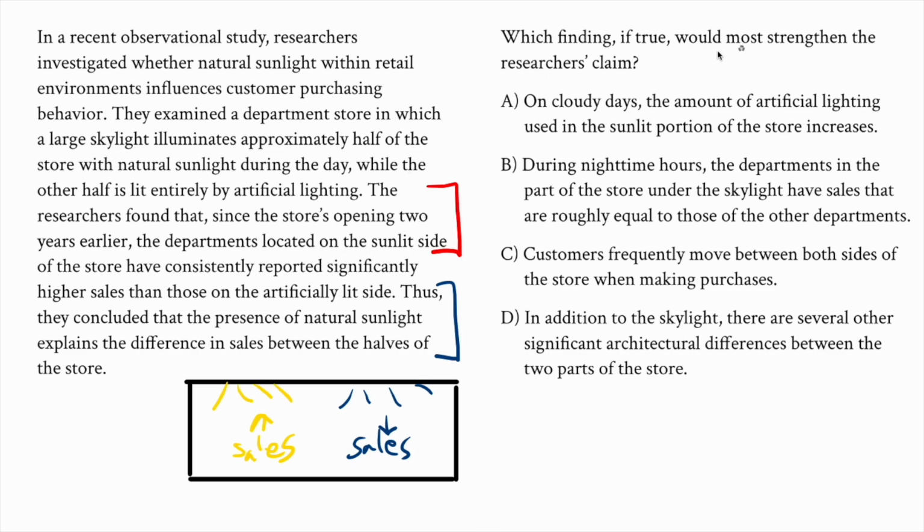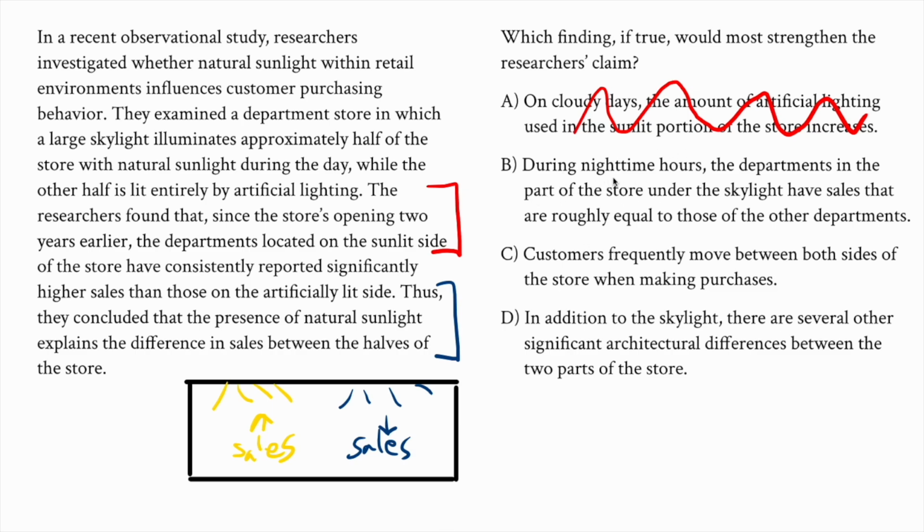Okay, so we go to the answer choices. A says that on cloudy days, the amount of artificial lighting used in the sunlit portion of the store increases. Okay, does that really make a difference? Let's think about it. Well, we still have higher sales over here, so even if we do have some cloudy days and we have to use a little bit of artificial lighting over here, this side of the store still has greater sales. So that's just going to basically be irrelevant. It's not going to strengthen it or really weaken it.